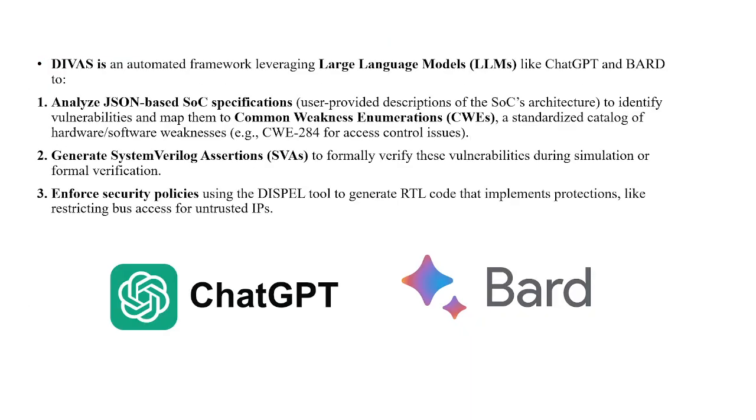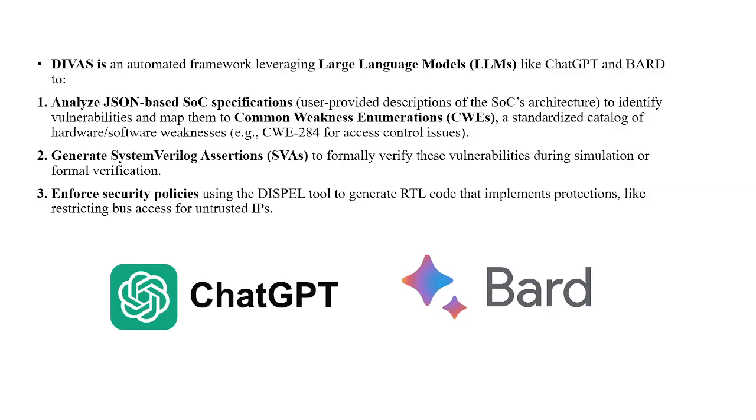Divas is an automated security framework that uses LLMs. First, it analyzes the SOC design. The user provides the SOC architecture in a JSON format, with things like IP names, memory regions, and bus configurations in there. Divas uses LLMs to understand these structures, identify the vulnerabilities, and map them to CWE IDs.